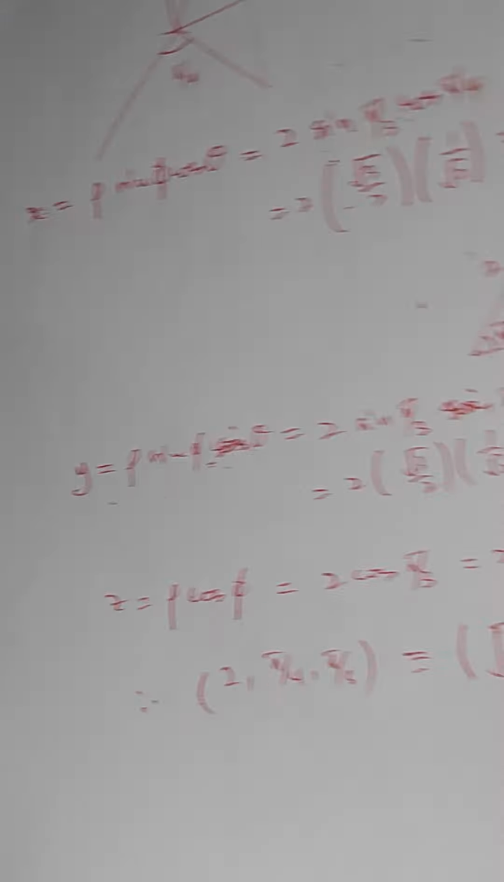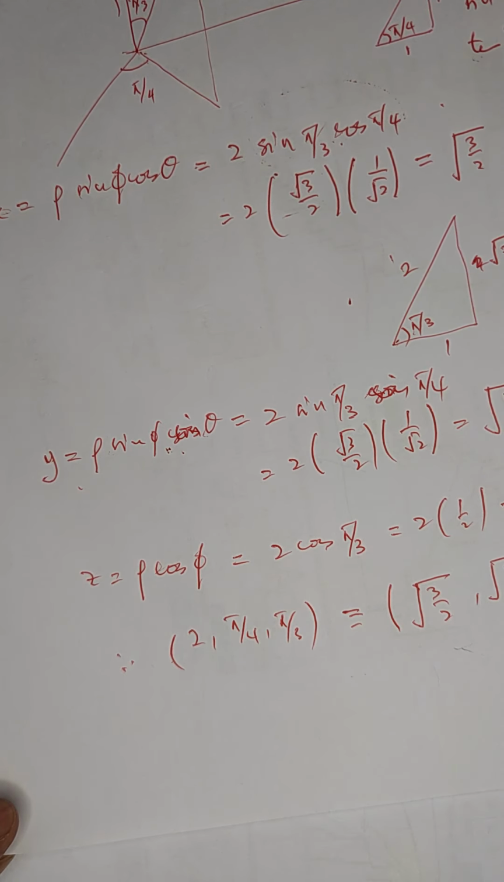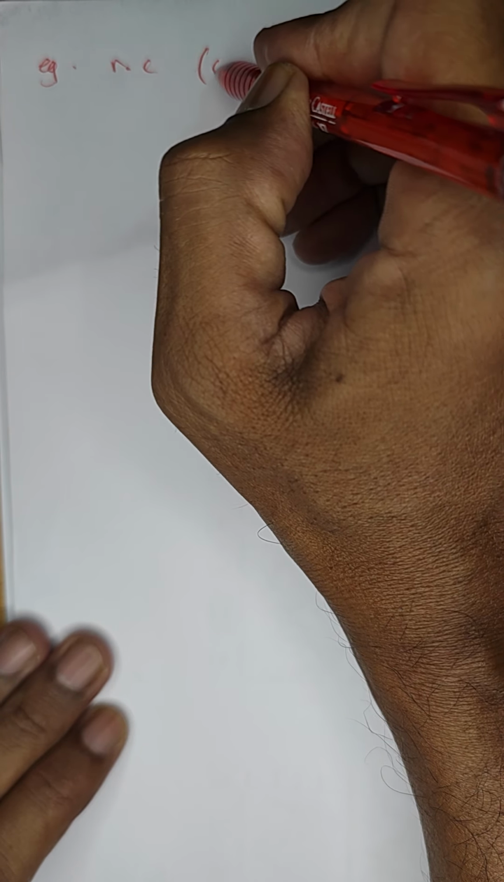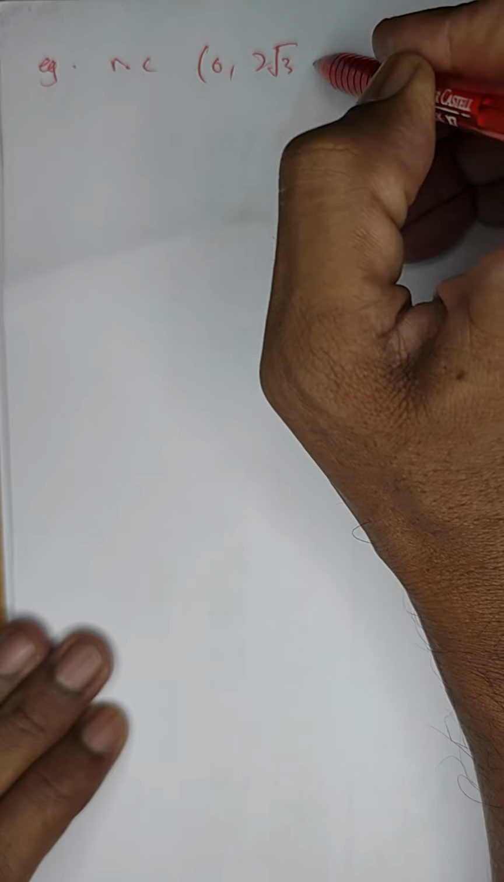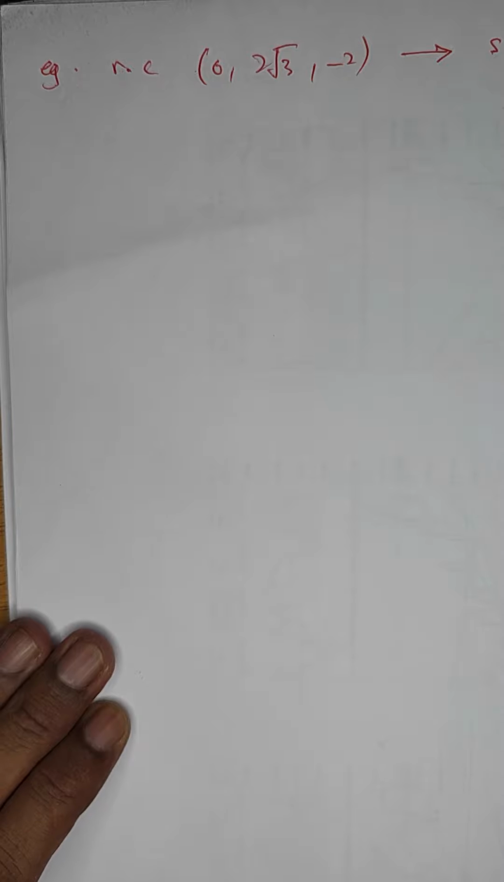I'll give you one more example. This example is to change from the cylindrical coordinate to rectangular coordinates. Then now I'll give you an example of how to change from the given rectangular coordinates. So for example, given the rectangular coordinate (0, 2√3, -2), we want to change it into spherical coordinates.